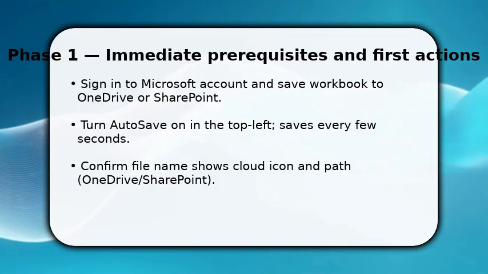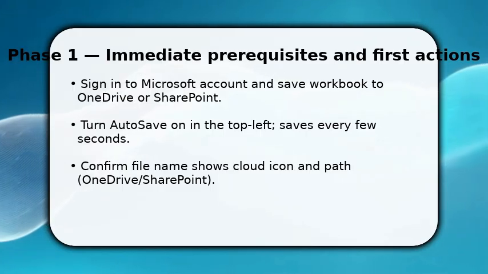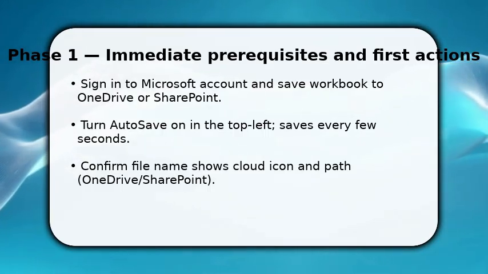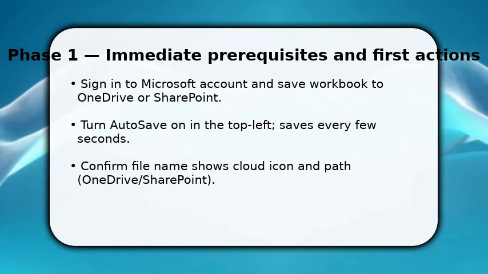Auto-Save is the engine that creates version snapshots. Make sure the file name displays the cloud path, otherwise Excel won't record history. Now that the file lives in the cloud and Auto-Save is active, you're ready to access version history.